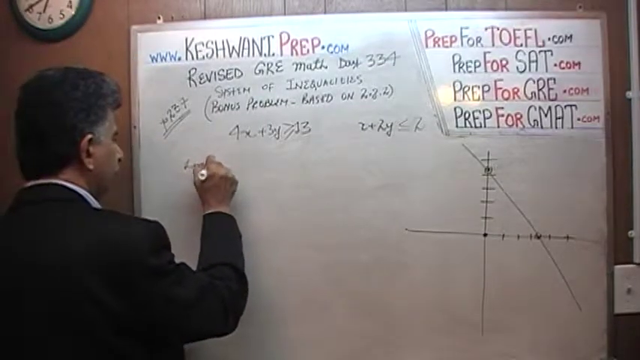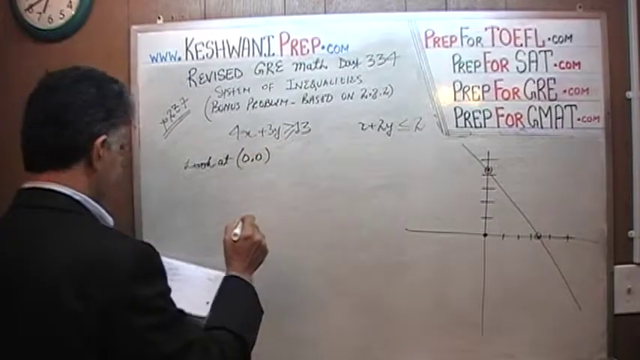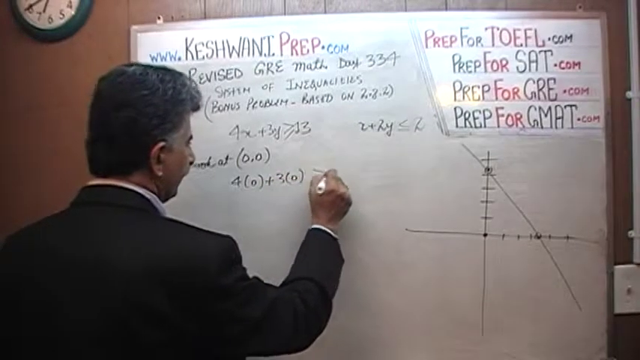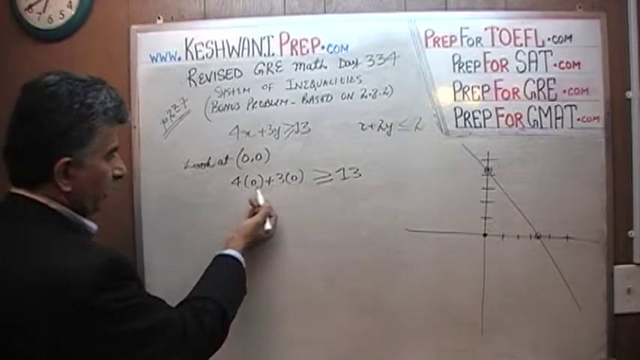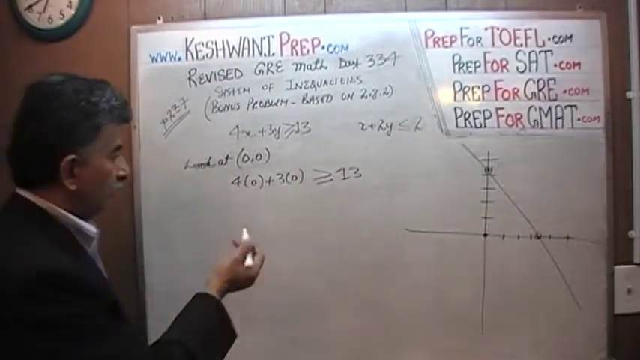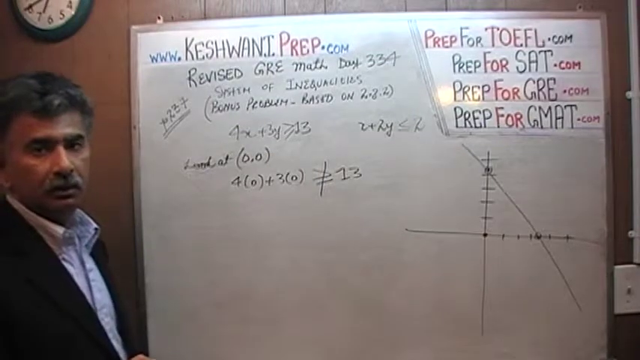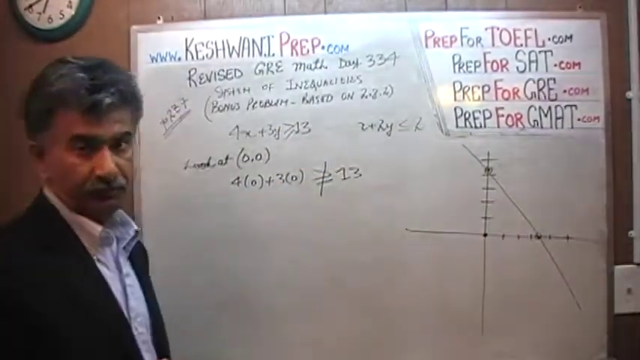Look at 0, 0. We have 4x plus 3y is greater than or equal to 13. It has to satisfy this inequality. But 4 times 0 plus 3 times 0 is just 0. 4 times 0 plus 3 times 0 is not equal to or greater than 13. This point does not lie in the solution region.